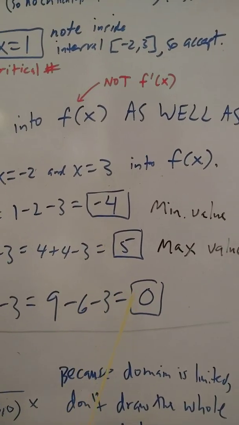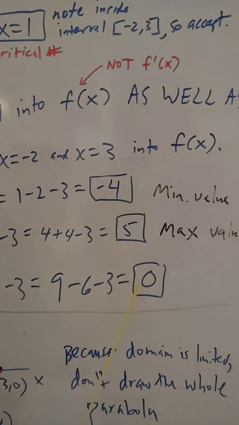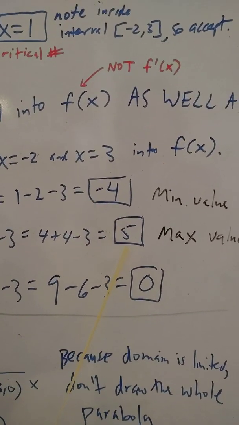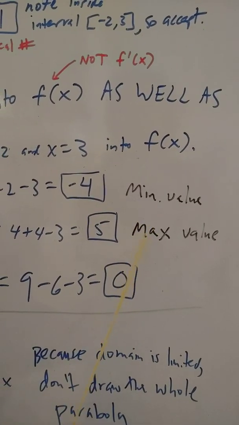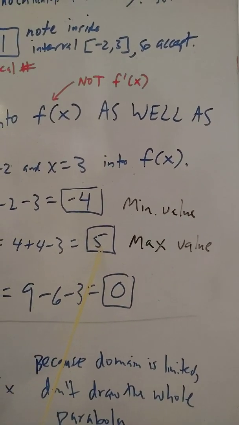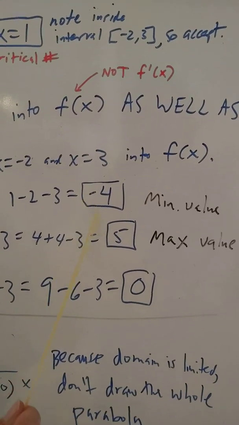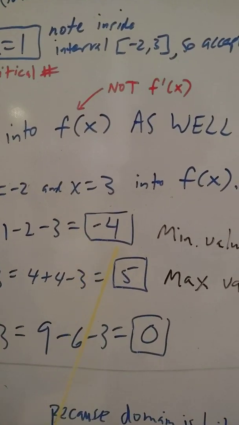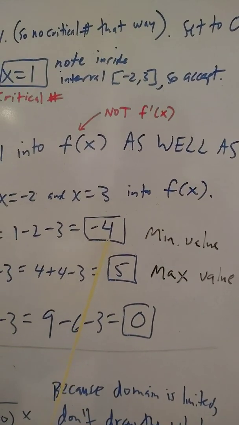Once you get your y-coordinates, your values, to find the maximum value, all you do is ask yourself, what's the highest number you see? Well, 5 is the highest number I see. So the absolute maximum value is 5. And what is the absolute minimum value? What's the smallest number here? This is the only negative number, so this is the smallest. So the absolute minimum value is -4.